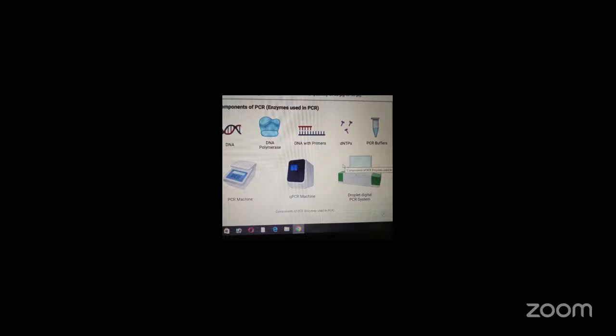PCR dates back to around the 1980s when Kary Mullis and his associates developed this revolutionary technique. He was awarded the Nobel Prize in Chemistry with Michael Smith in 1993. It has been the most important tool in molecular biology, genetics, and the basis of DNA and RNA analysis.